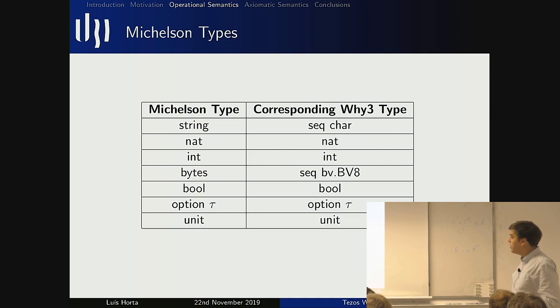And we chose sequences instead of arrays because we don't need to have pointers in this situation, because these are all constants, so we chose to use sequences instead of arrays.